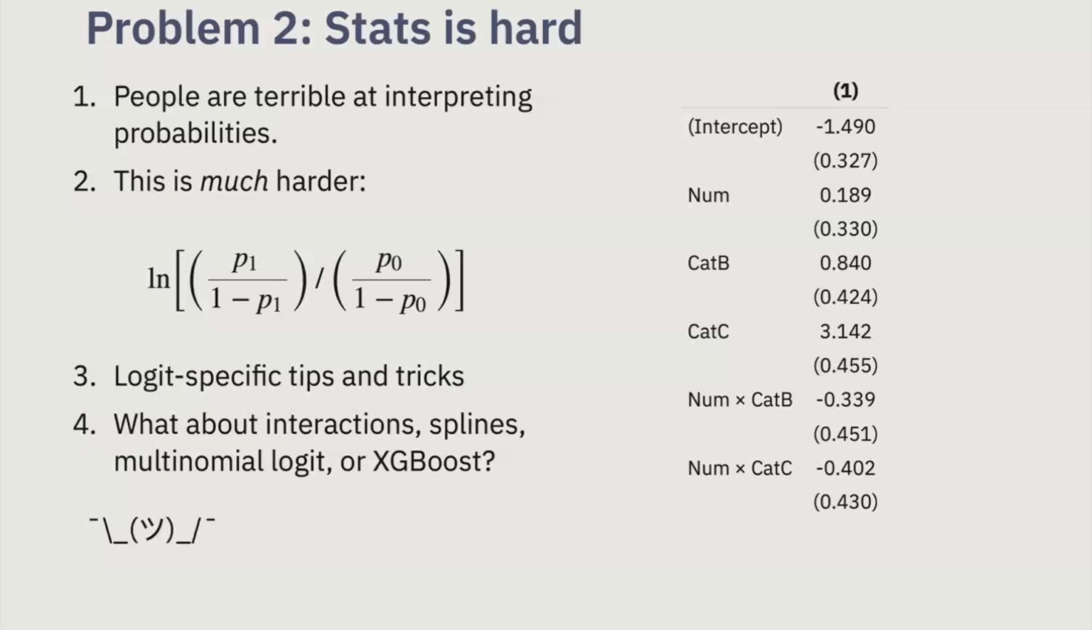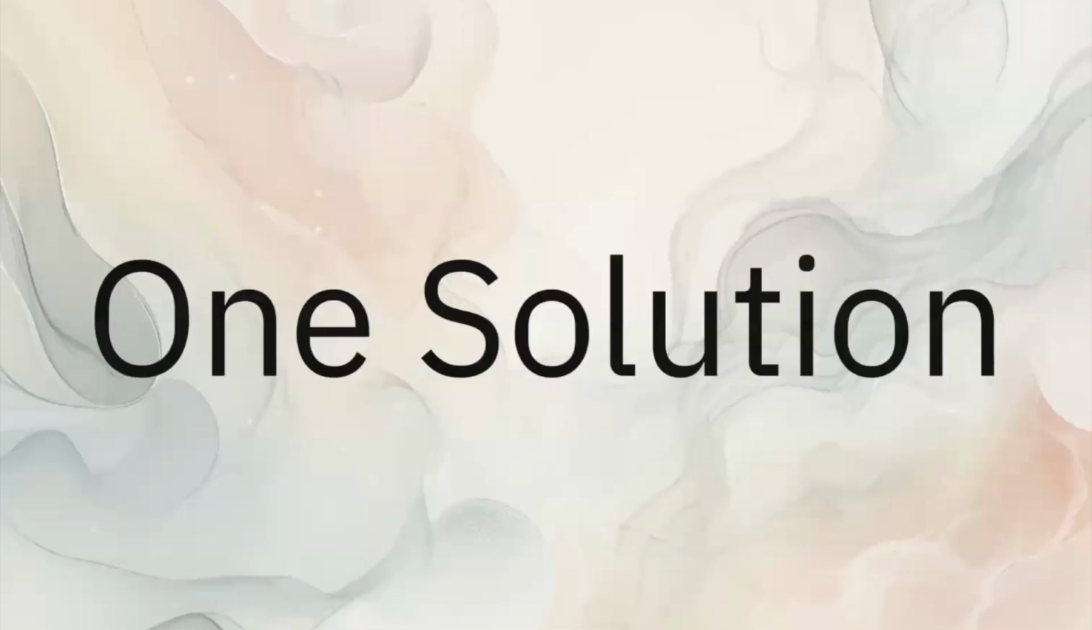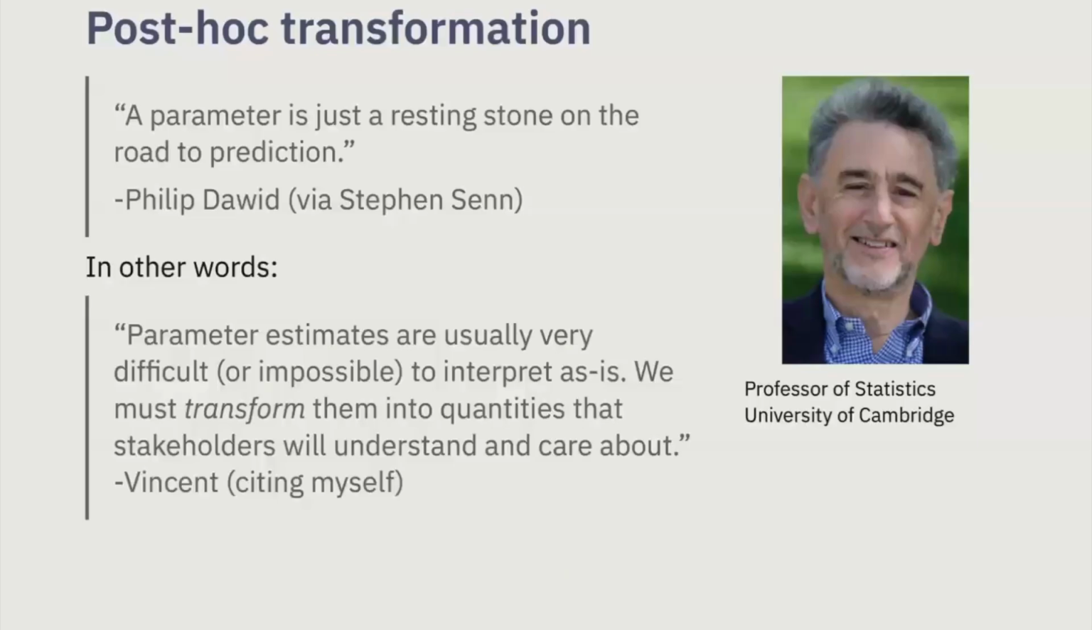Well, then you're going to have to rely on, yet again, some model-specific tips and tricks. And oftentimes, people just don't know what to do. So the question here is that stats is hard. What do we do after we fitted the model? How do we interpret those parameters? So the one solution that I'm going to recommend to people is to do post-hoc transformation.